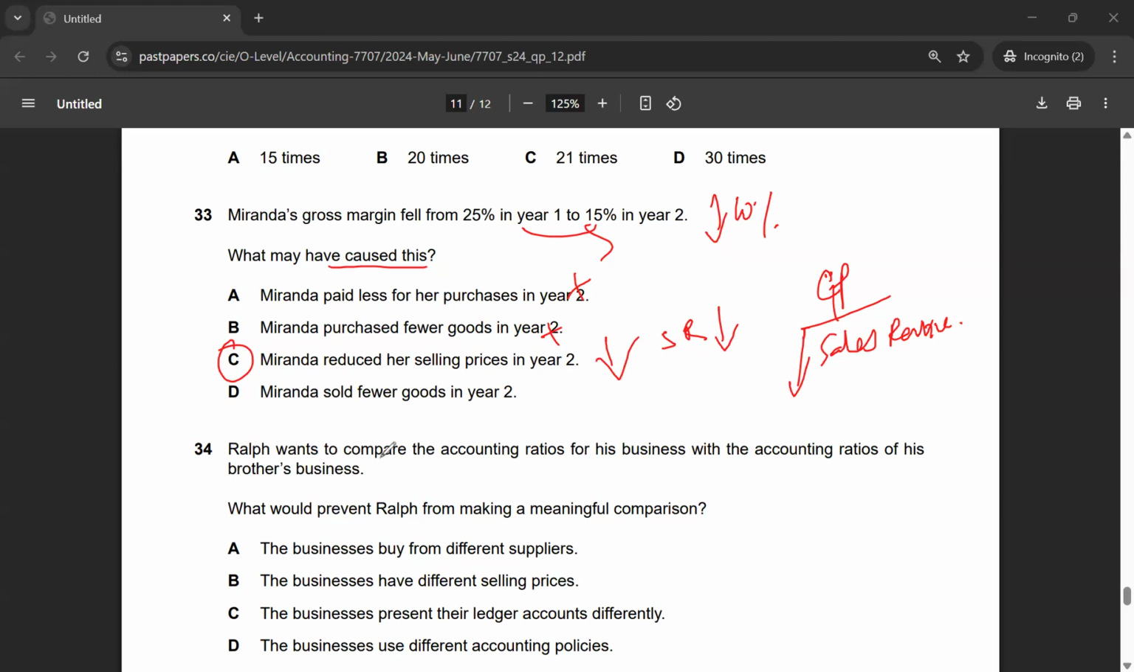Let's look at multiple choice 34. Ralph wants to compare the accounting ratios for his business with accounting ratios of his brother's business. What would prevent Ralph from making a meaningful comparison when they use different accounting policies? So they must be consistent in using similar accounting policies for comparison, because otherwise it's not a like-to-like comparison. So the correct answer for multiple choice 34 would be option D.